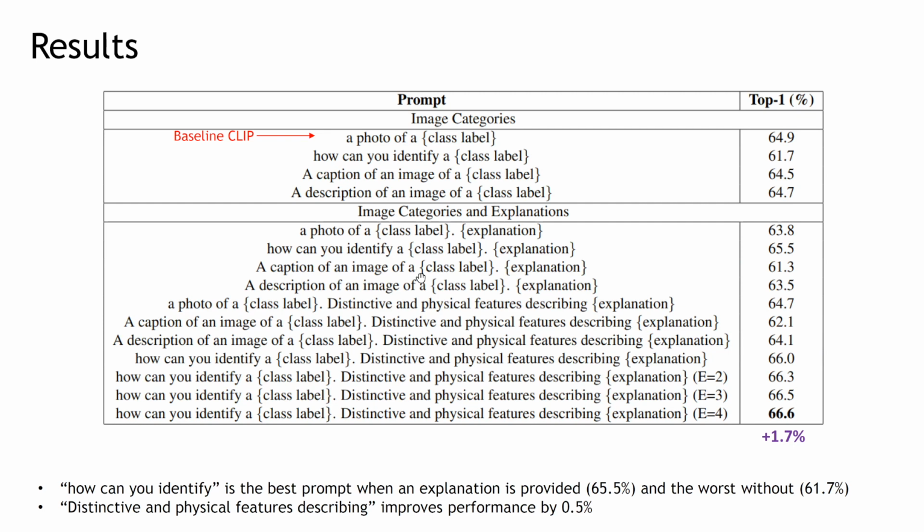And this makes us wonder whether the prompt "how can you identify" also brings positive improvements in baseline CLIP. When we test it on baseline CLIP, we find that the top 1 accuracy degrades to 61.7. So in conclusion, the prompt "how can you identify" performs the best when you have an explanation, but performs the worst when you don't have an explanation. There are other details in the prompts, but we can take this offline if you're interested.